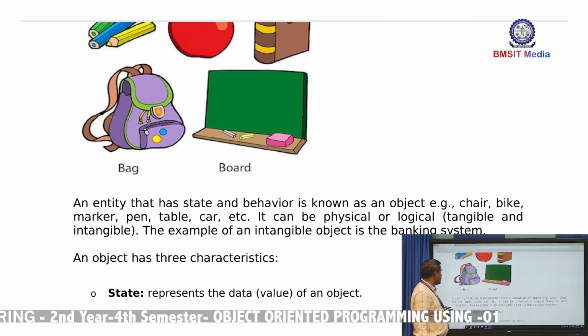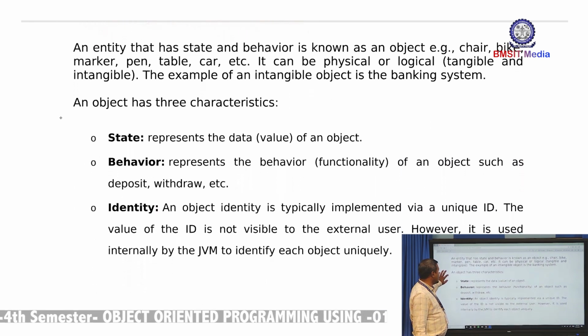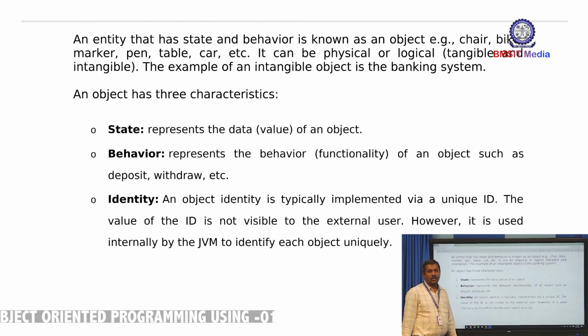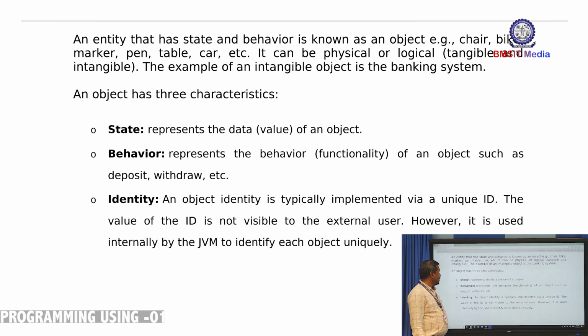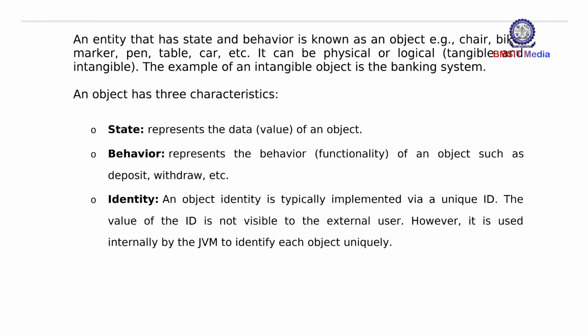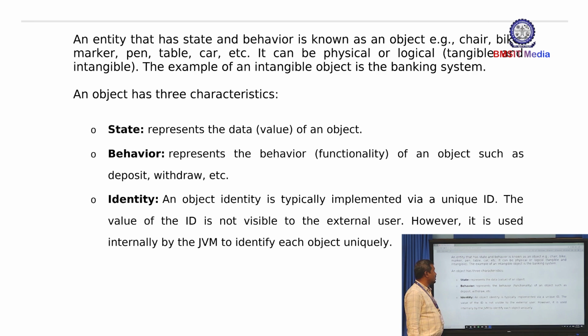An object has 3 characteristics. What are the 3 main characteristics of an object? The first is the state of the object, which represents the data. The second is the behavior, which represents the behavior or functionality. The third is the identity of an object. An object identity is typically implemented via a unique ID. So these are the 3 basic characteristics of an object.